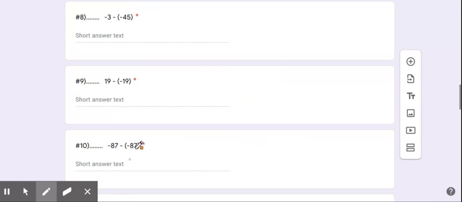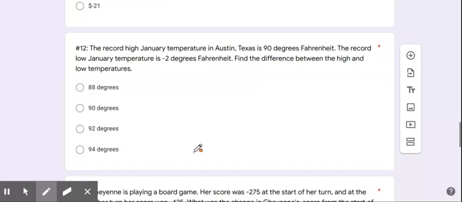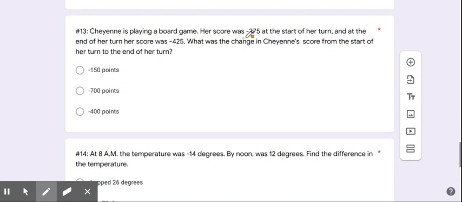Okay, we'll skip down to number 13. Cheyenne is playing a board game. Her score is -275 at the start of her turn. At the end of her turn, her score is -425. And so what was the change in Cheyenne's score from the start of her turn to the end of her turn? Okay, so maybe we'll draw a vertical number line right here.